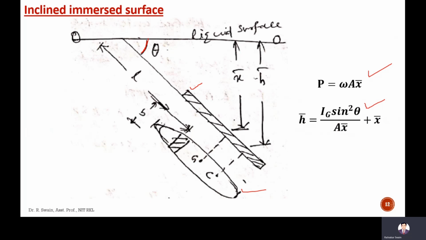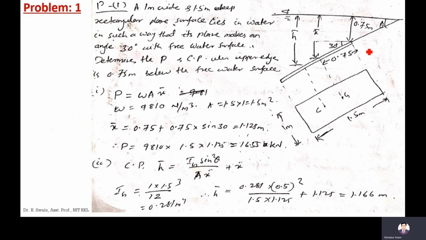So here, this is the first problem. You see, this is an inclined surface. This inclined surface is 1 meter wide. Here it is just showing the plan view we are seeing here. I have 1 meter width and 1.5 meter deep.